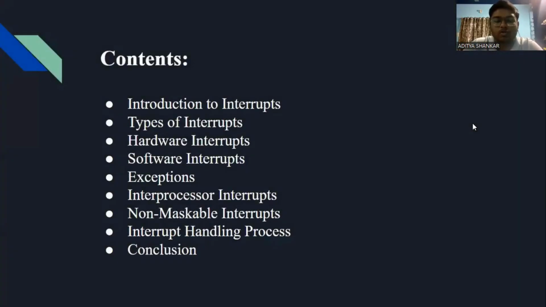First of all, let's see what we will be covering in this video. We will be covering what interrupts are, its types that are hardware, software, exceptions, interprocessor and non-maskable interrupts. And then we will be discussing the interrupt handling process, that is how interrupts are handled by the operating system, and we'll be ending with a conclusion.